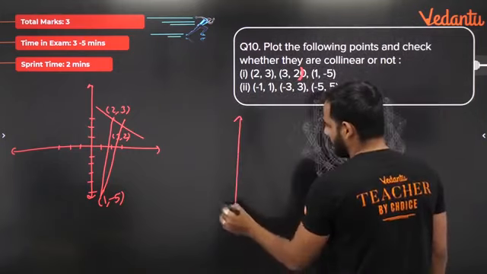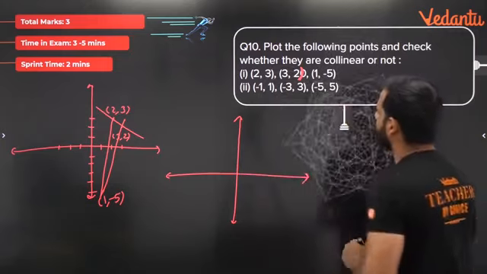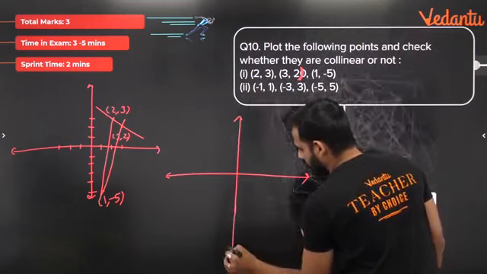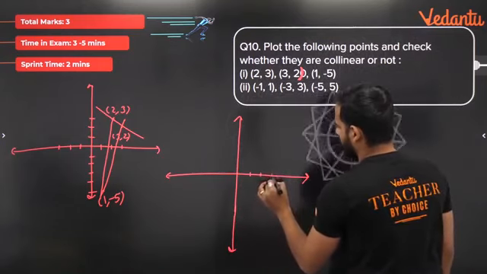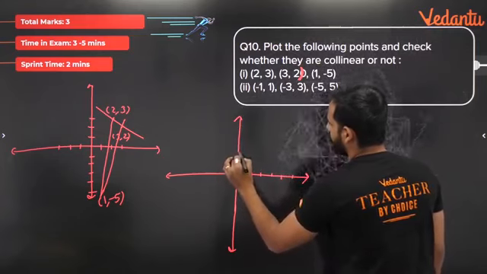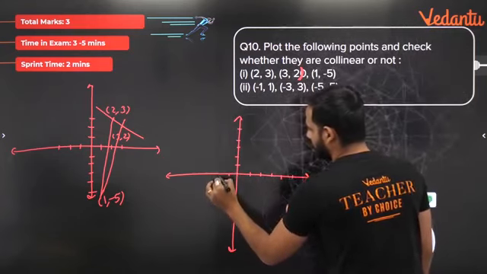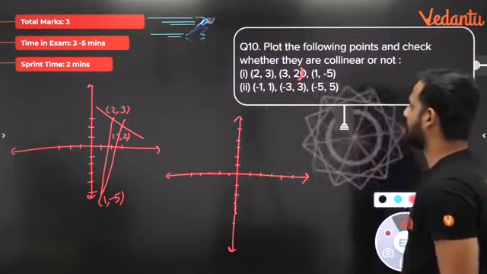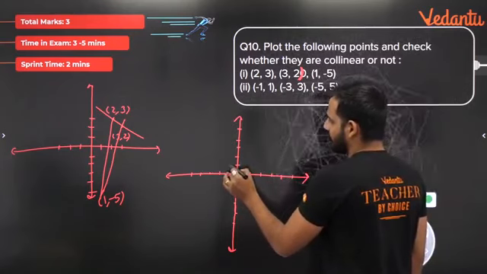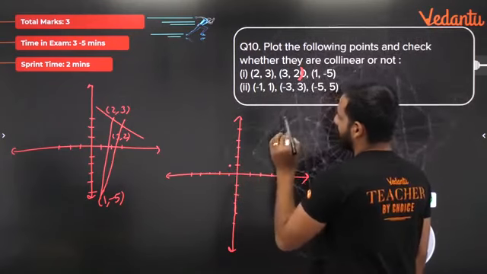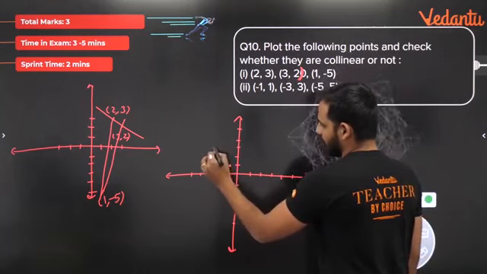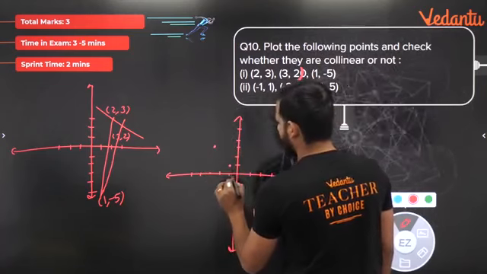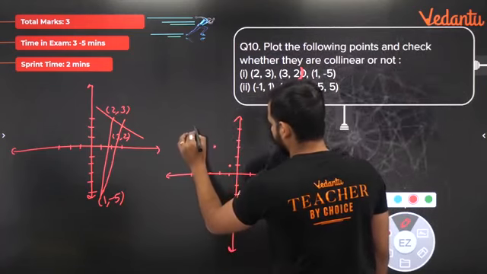The second set of points we will be drawing. What are the points? 1, -1, 1, 3, -3, 3. Okay, 5 I need in all the directions. Chalo, 1, 2, 3, 4, 5 in each direction. Right? Now, -1, 1 on the x-axis, -1, 1 here. Then -3, 3, -3, 3 here. And then -5, 5, -5, 5 here.